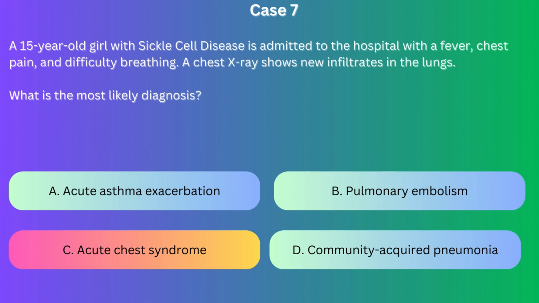ACS is a severe complication of sickle cell disease characterized by vaso-occlusion in the pulmonary microvasculature, leading to lung injury and inflammation. It can be triggered by infection, fat embolism from bone marrow, or pulmonary infarction. Acute chest syndrome is a leading cause of hospitalization in sickle cell disease and can rapidly progress to respiratory failure, requiring prompt diagnosis and aggressive management, often including oxygen therapy, antibiotics, pain management, and possibly blood transfusions.